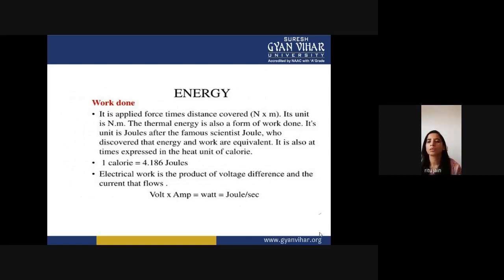So electrical work is the product of voltage difference and the current that flows. So work is equal to the current which is flowing multiplied by the voltage difference. So that is equal to V into I. It can also be represented by joule per second. So the unit of electrical work is volt into amperes, and you can represent it in joule per second.